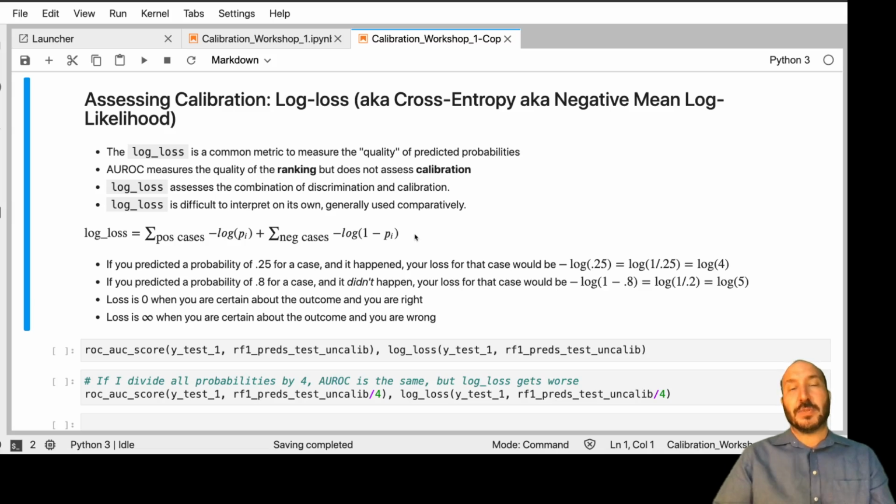So for each case, we take the log of the probability of what happened, and we add them all up, and we take the negative and we take the mean. So actually I missed something here, which is I should have a 1 over n over all of this. So I will correct that in the notebook by the time you see this, but it's wrong in my notebook right now.